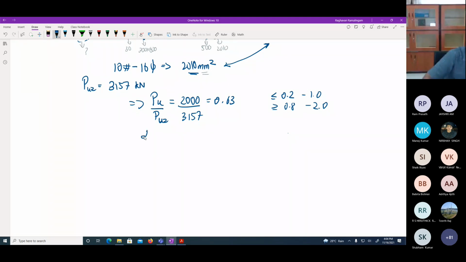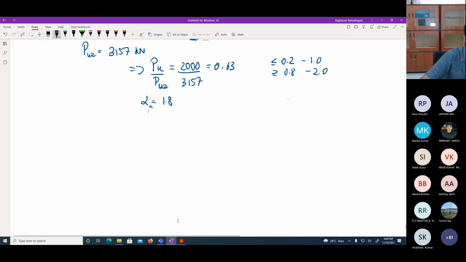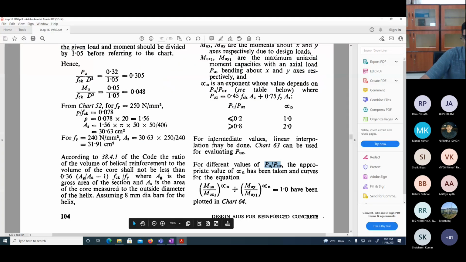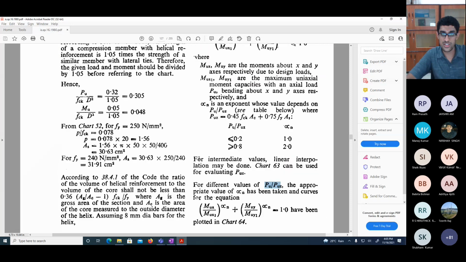Get alpha n to be close to 1.8. So those who are faster than me, if you have found out what the coefficient is, you can tell me if you get close to 1.8. Okay, let me keep it as that and keep proceeding. Somebody can tell me later if it's close to that.